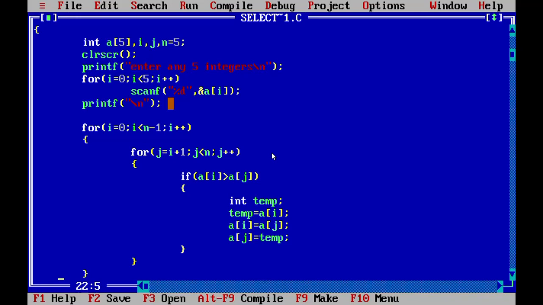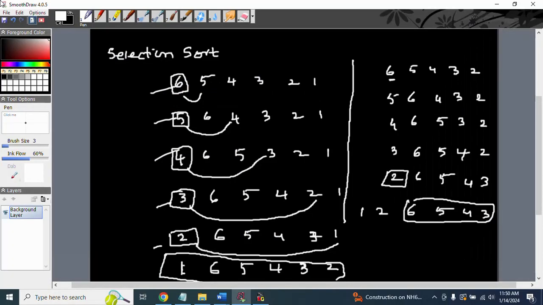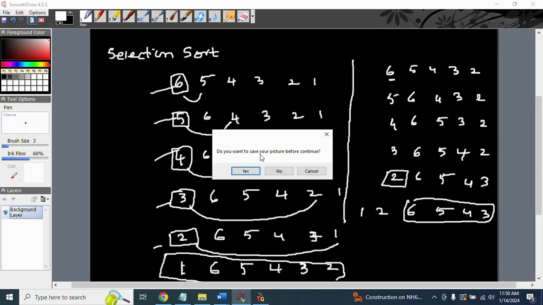So friends, similarly, we will look into bubble sort. So let me explain you bubble sort. Another simple sorting technique is bubble sort. So as usual, I'll take the same example so that let me keep things very simple. So 6, 5, 4, 3, 2, 1.